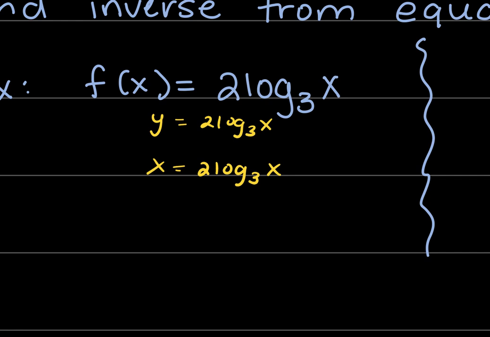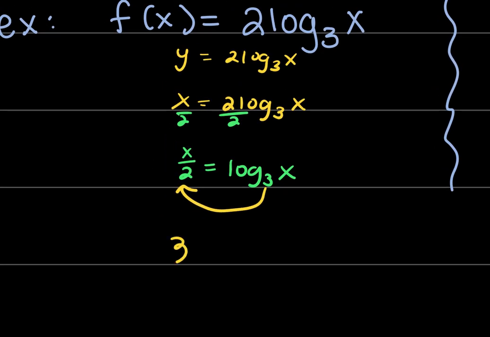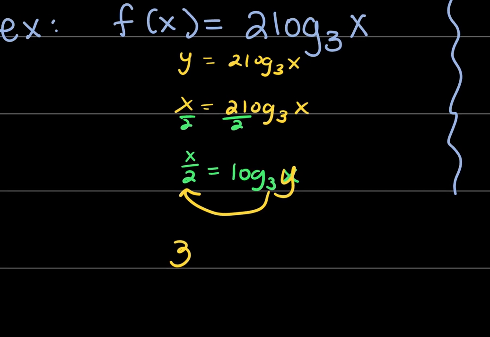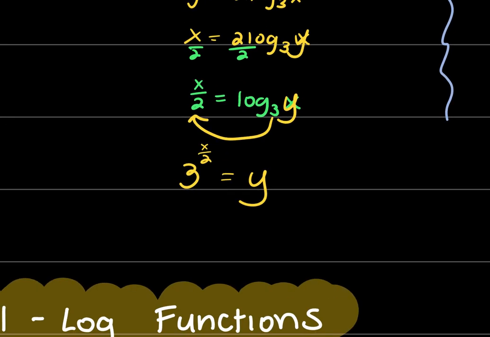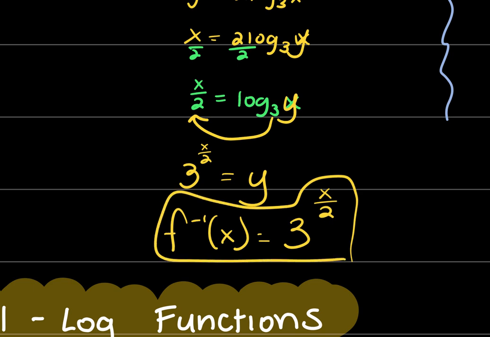Then what? Divide by 2. I can't get to the log until there's nothing on the outside. So I would divide both sides by 2. I'd get x over 2 equals log base 3 of y. And then the 3 picks up the exponent. So 3, oops-a-daisy, this should be y. Yeah, I switched but didn't switch that one. 3 to the x over 2 would equal y. And then the very last thing I'm going to do is, it's no longer y, it's f negative 1 of x. So this is the inverse of the initial.